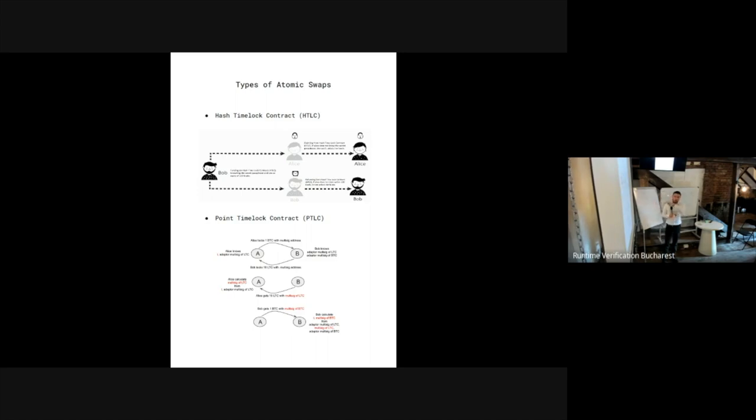And these are also used in payment channels for the Lightning Network right now. I mean, right now it's implemented the first version, hash time lock contract. And I think they're trying to implement the better version.